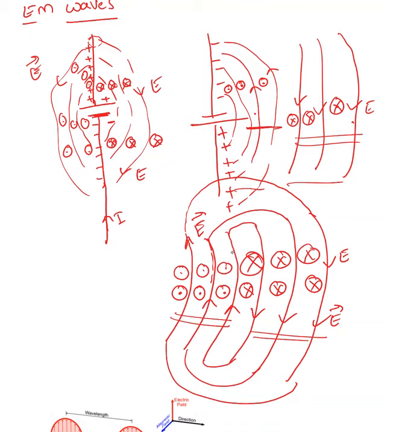Now it's a closed loop. Okay, closed loop electric field, and at the same time you'll see closed loop magnetic field. So the magnetic fields are around this, around this, around this. Okay, so there are magnetic fields.